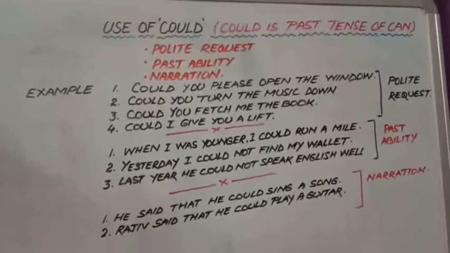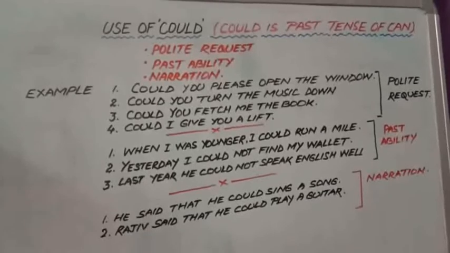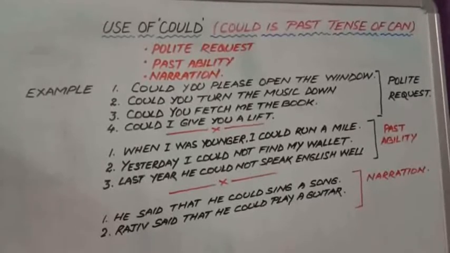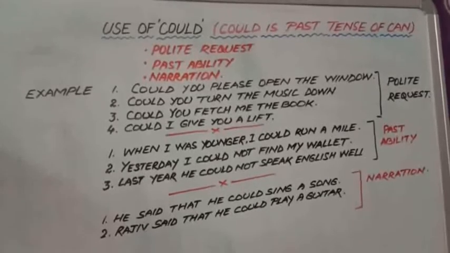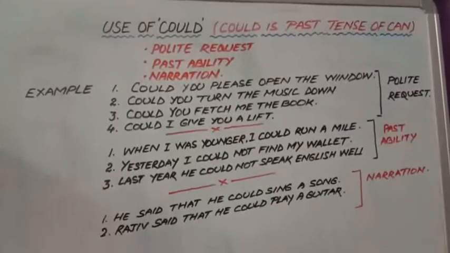Sentence number 3, could you fetch me a book? Again, it is asking politely. Fourth one, could I give you a lift? You are traveling, maybe somebody else is traveling in the same way, and that person asks you, could I give you a lift? It is also a polite request. So this is the case of polite request.